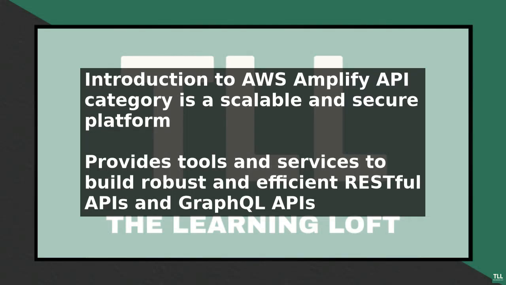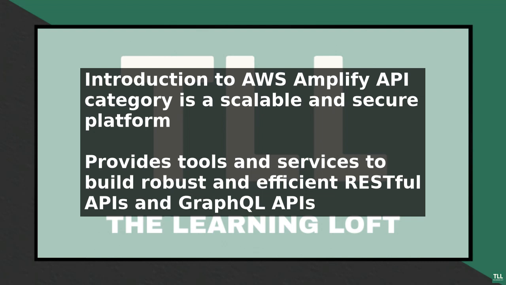Introduction to AWS Amplify API category. The AWS Amplify API category provides a set of tools and services that enable developers to build scalable and secure RESTful APIs and GraphQL APIs. In this tutorial, we will cover the best practices for using the AWS Amplify API category to build robust and efficient APIs. Step 1. Plan your API.